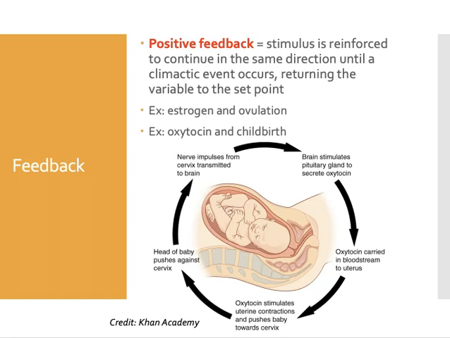Now, there are a couple of examples of positive feedback that I want us to be familiar with. One involves reproductive hormones, particularly estrogen and the process of ovulation. And the other involves the hormone called oxytocin and childbirth. At the bottom of the slide, you can see a drawing of what we would call the positive feedback cycle involving oxytocin during childbirth.